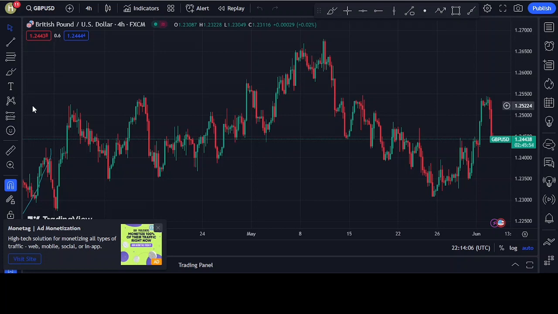Supply and demand is what essentially moves all market prices. Supply and demand is a major factor for price movement. Without supply and demand, the market will not move.